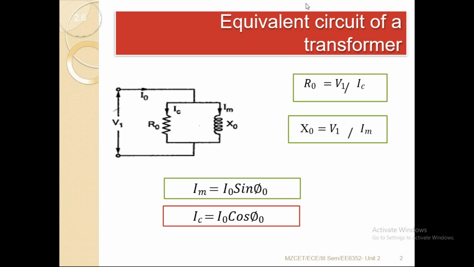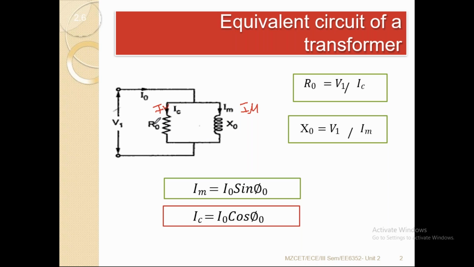In some authors' notation, IC is nothing but IW. This is the working component, or whatever you want to call it, IW or IC, and the other is the magnetizing component, IM or I mu. So they can represent it like this: IW or IC, IM or I mu. IW means working component, IC is the core loss component, so you can call it whatever you need. And IM is the magnetizing component, which you can represent as IM or else I mu.